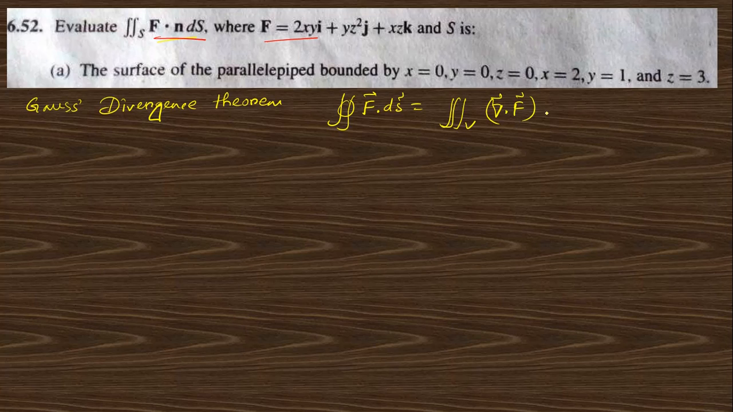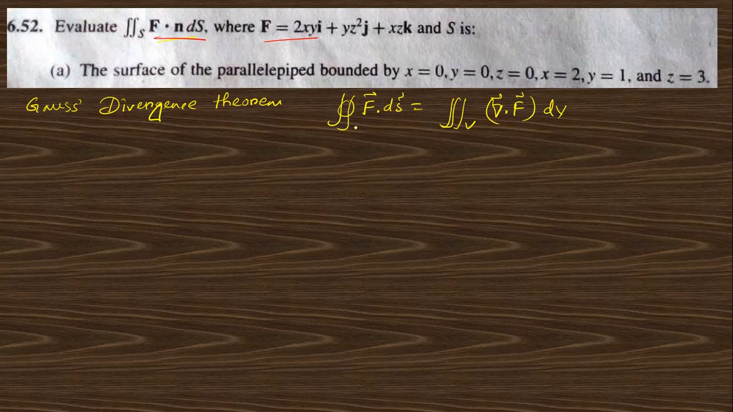The Gauss divergence theorem says that for any closed surface, the surface integral of F dot dS is equal to the volume integral of the divergence of F dV. This is the volume integral. Okay, so this is the Gauss divergence theorem.